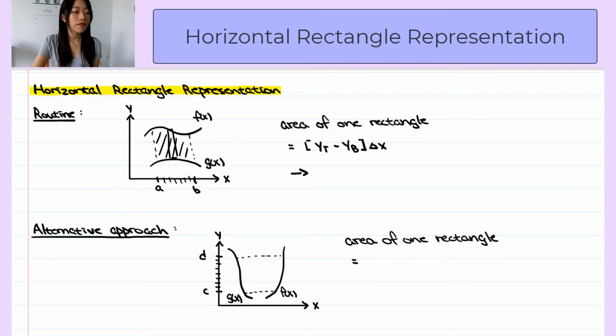And if we have infinitely many subintervals, then we can write this as f of x minus g of x, and the delta x becomes dx. And we can use an alternative approach, which is using the horizontal rectangles. For example, here we have a function g of x on the left and a function f of x on the right. But instead of looking at vertical rectangles, now we are going to consider horizontal rectangles.